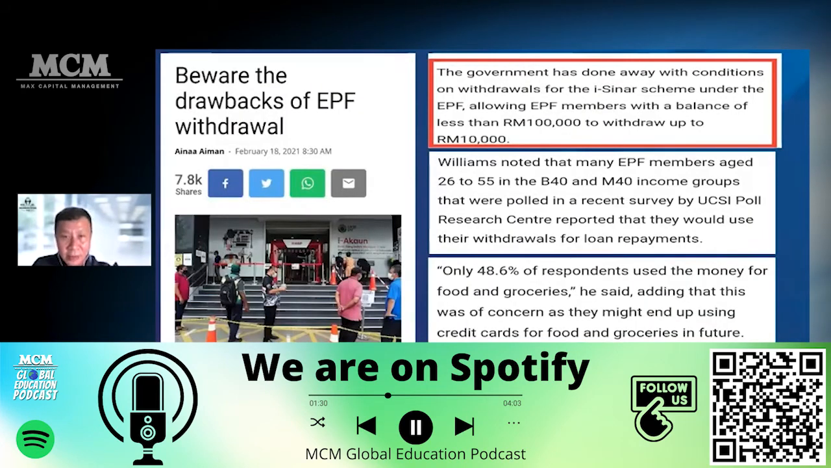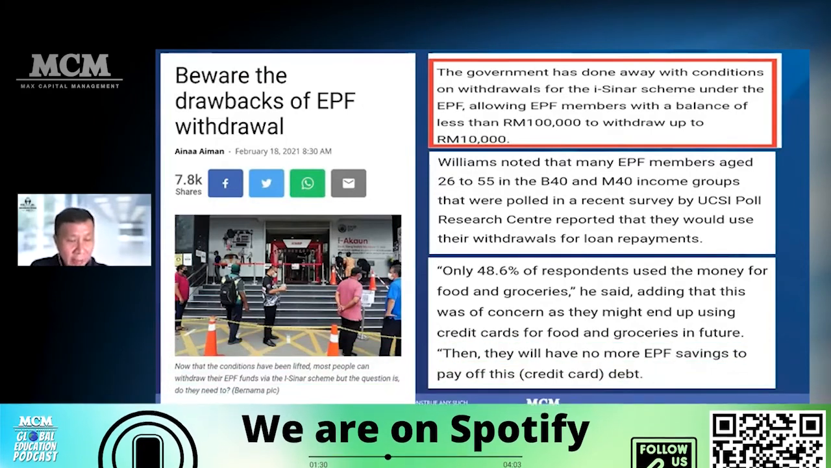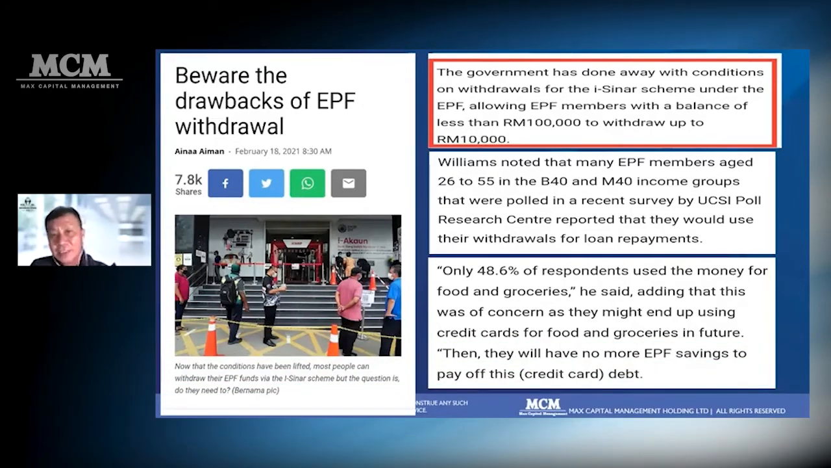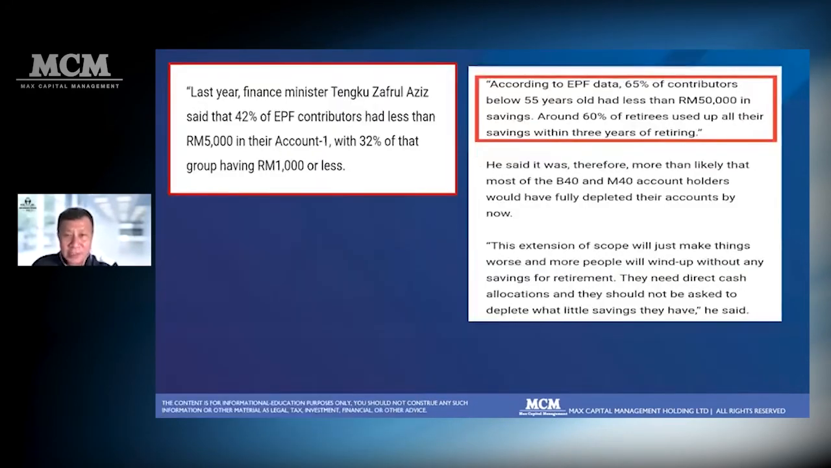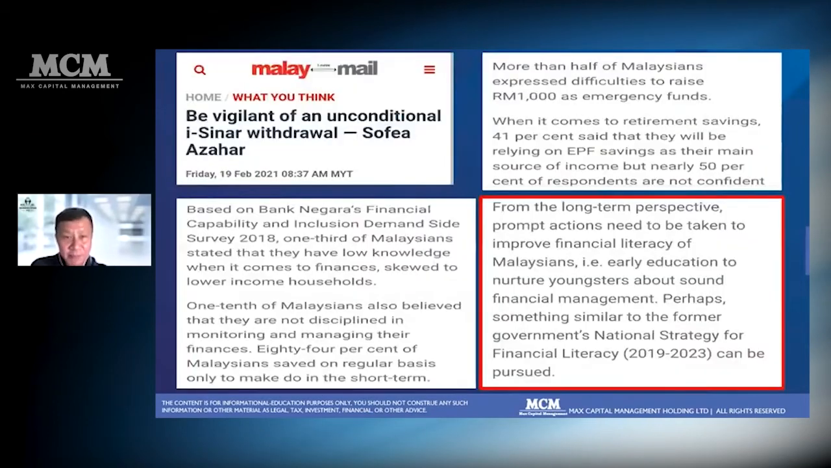Other than that, with the ICNR scheme right now, those having less than 100,000 can withdraw up to 10,000. What all this means is that we are going to have less for our retirement, and our retirement is going to be long. Will we have enough? That is where not only saving but investment becomes very important. The knowledge of investment is very important.